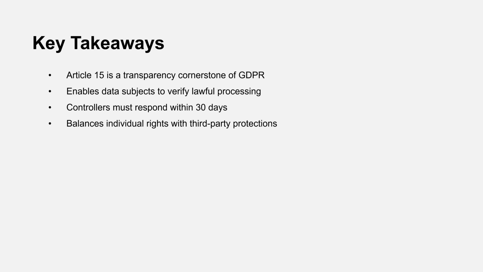Key takeaways. At its core, Article 15 is about transparency. It empowers individuals to understand and verify how their data is being used. Companies must respond within 30 days and handle requests responsibly. And at the same time, it ensures a balance between individual rights and protecting others' data. And that's a simple explanation of GDPR Article 15, the right of access.